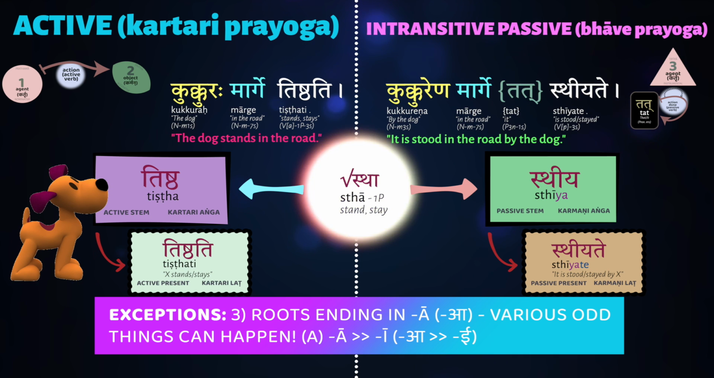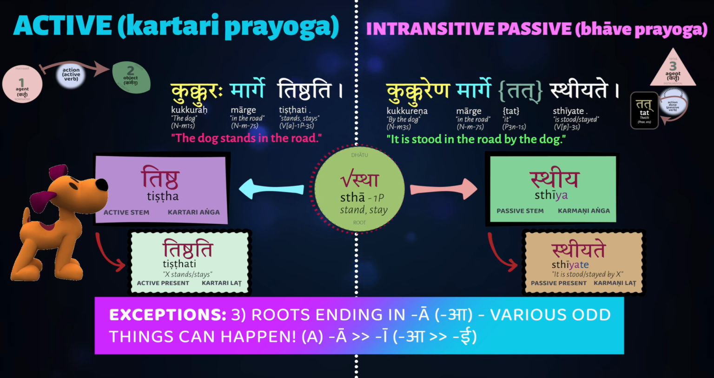Or there's ta, tishtati, which means he, she, or it stands or stays. The passive stem here is thiya. Kukuraha marge tishtati, the dog is standing in the road. This will become kukurena marge sthiyate. There's another bhave prayoga formation, meaning roughly it's being stood in the road by the dog.